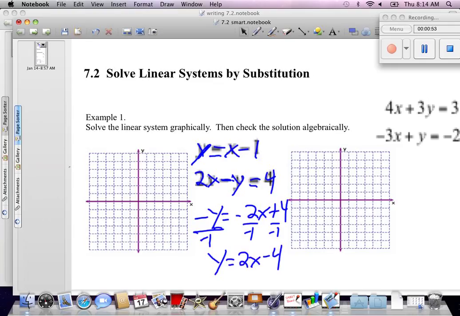So I'm going to graph my first one right here that was already in slope-intercept form in black. First I'm going to put a dot at negative 1, because that is my what? Negative 1 is the, not slope, but the y-intercept. And now my slope is 1. So I go up 1 over 1, up 1 over 1. I'm going to do it all the way up the graph, and all the way down. And I've got a nice straight line.